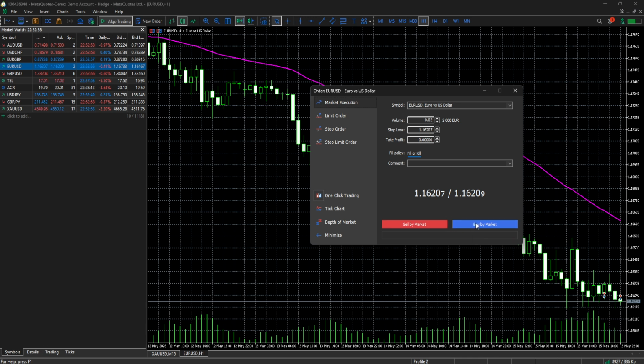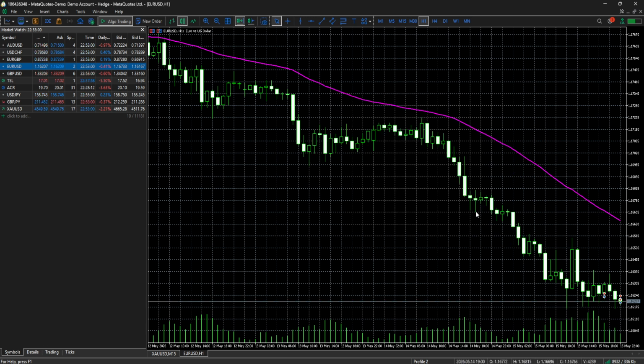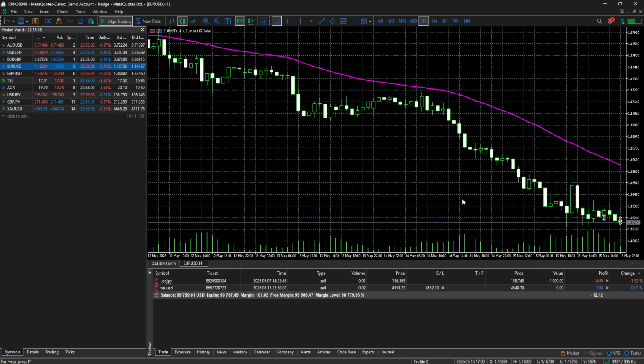Always respect the prop firm rules. Keep an eye on your daily loss limit, your maximum drawdown, any lot size restrictions, and any news trading restrictions. These rules are strictly enforced, and breaking them can result in immediate account failure, even if your strategy is sound.